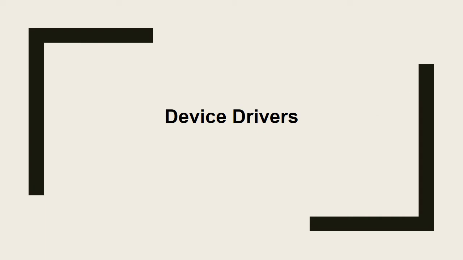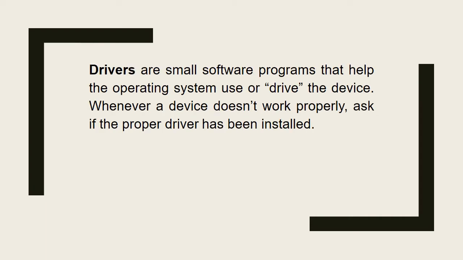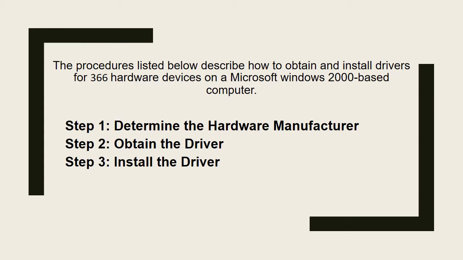Now let's talk about device drivers. Drivers are small software programs that help the operating system use or drive the device. Whenever a device doesn't work properly, ask if the proper driver has been installed. The procedures listed below describe how to obtain and install drivers for hardware devices on a Microsoft Windows 2000 based computer. Step 1 is to determine the hardware manufacturer. Step 2, obtain the driver. Step 3, install the driver.